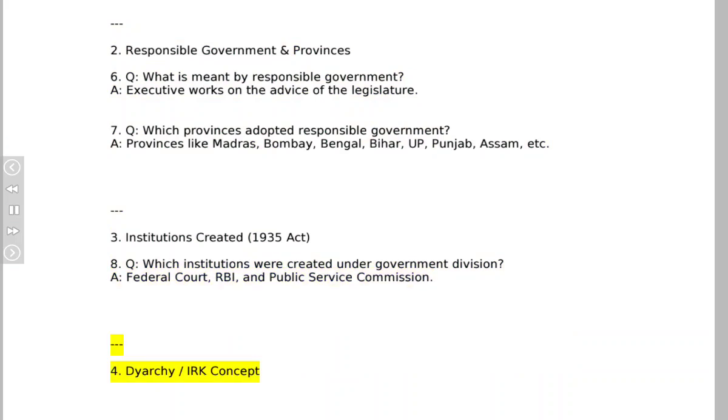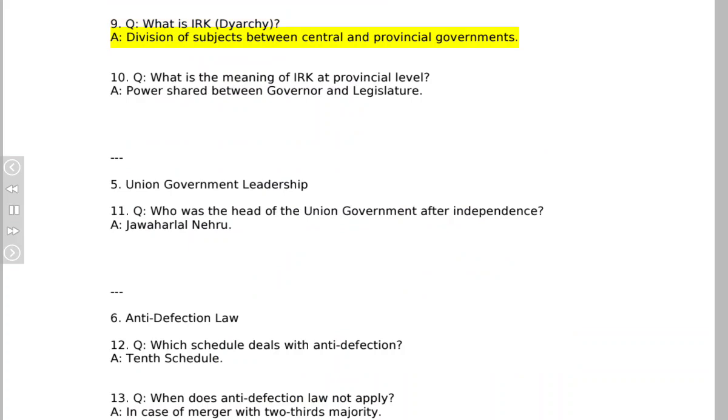4. Dyarchy concept. 9. Q. What is Dyarchy? A. Division of subjects between central and provincial governments. 10. Q. What is the meaning of Dyarchy at provincial level? A. Power shared between governor and legislature. 5. Union government leadership. 11. Q. Who was the head of the Union government after independence? A. Jawaharlal Nehru.